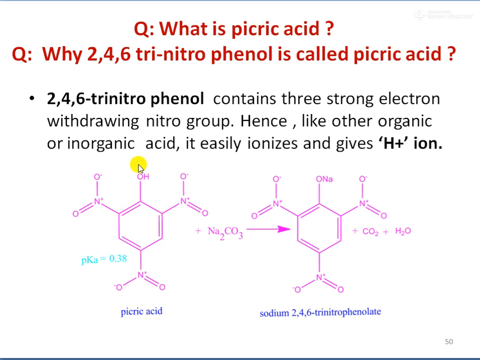There is no carboxylic group here, but still it is called an acid, picric acid. The reason is that this H plus is very easily ionized in this compound. You can see the pKa value is very low, 0.38. So this is a very strong acid. It can even react with very weak bases like sodium carbonate, which gives off carbon dioxide.